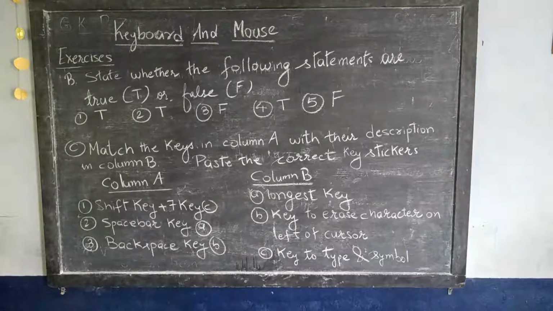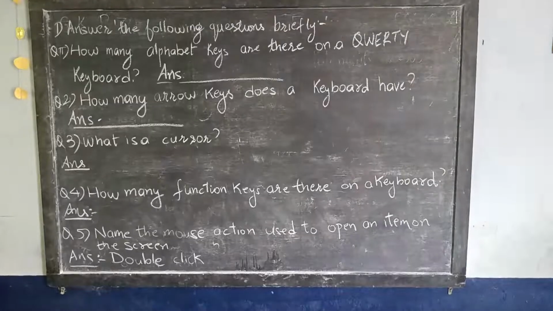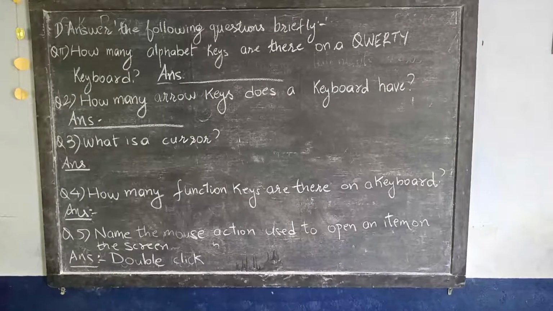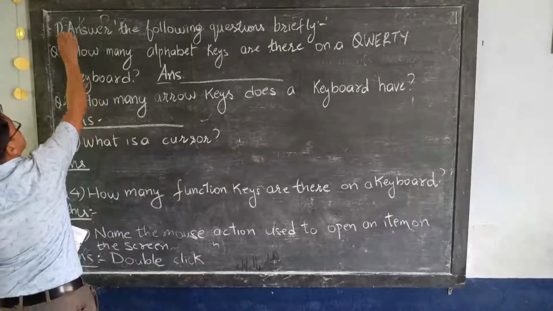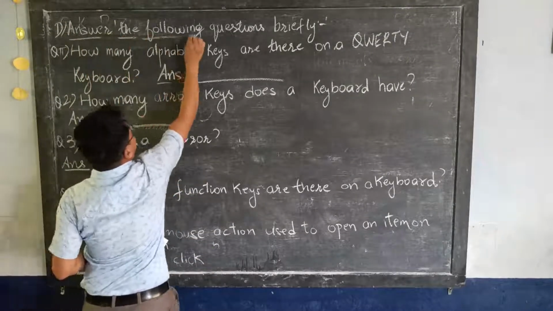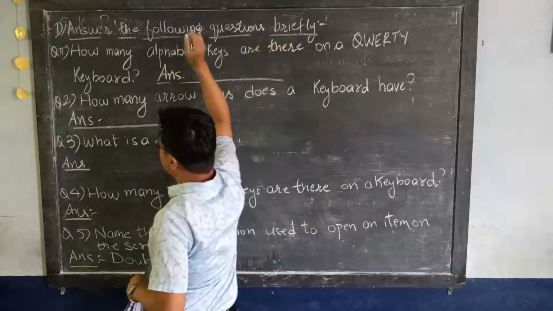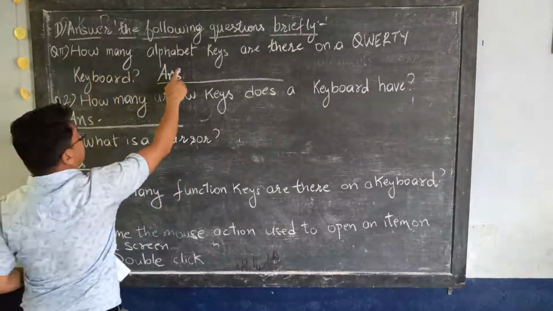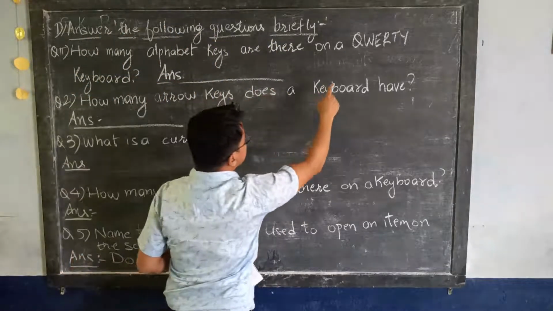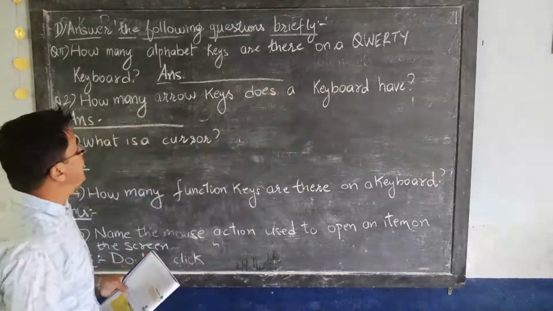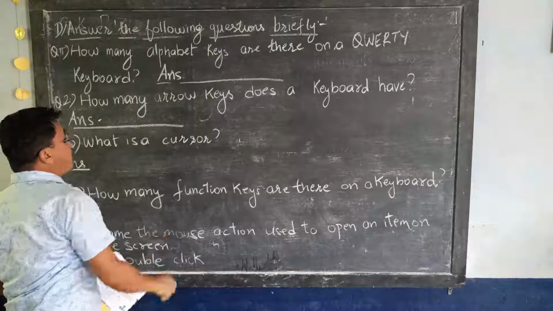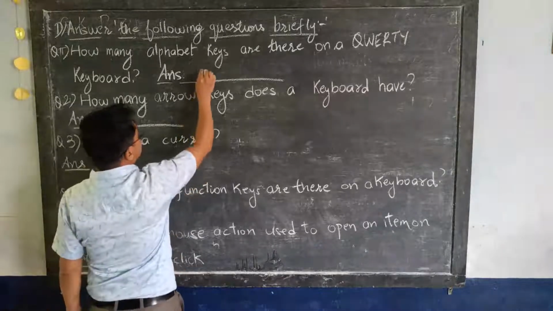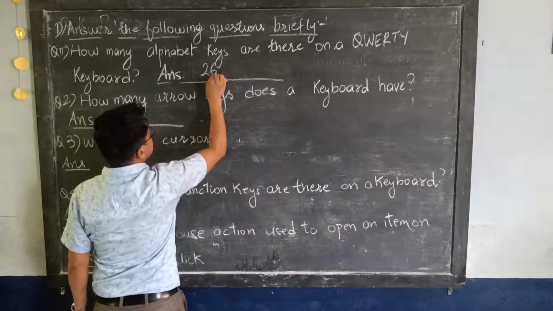Now we'll answer the following questions briefly. Now class 2, exercise D. Answer the following questions briefly. Question number 1. How many alphabet keys are there on a QWERTY keyboard? Answer is 26. There are 26 alphabet keys.